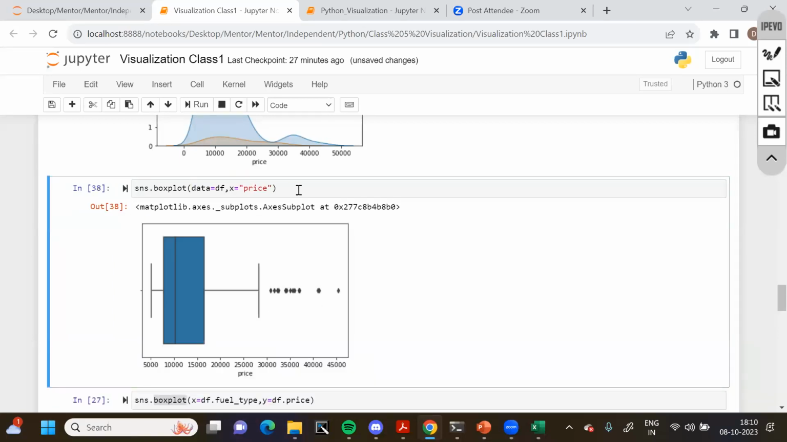So it will work. Got it? Okay, we'll connect after this. Okay, bye.